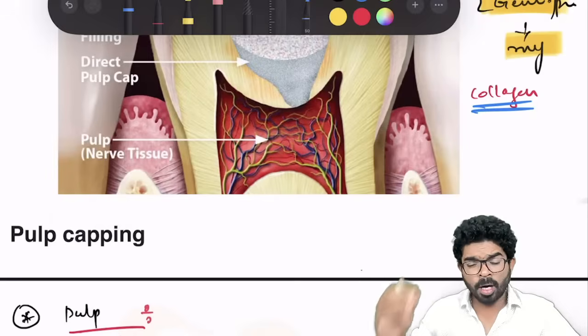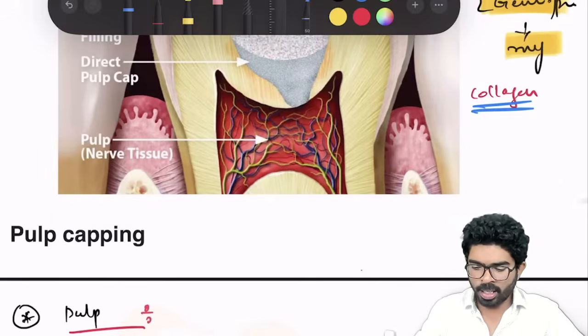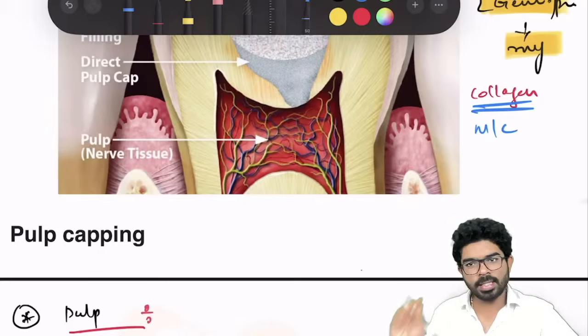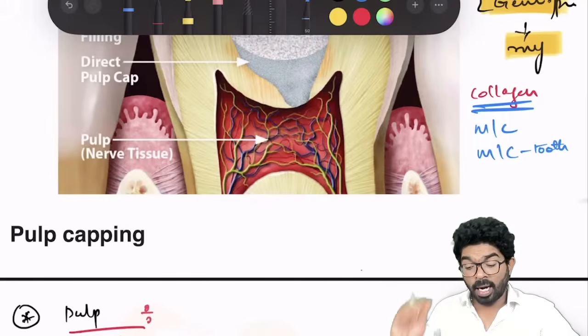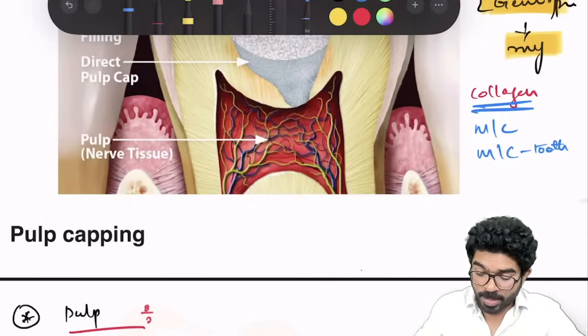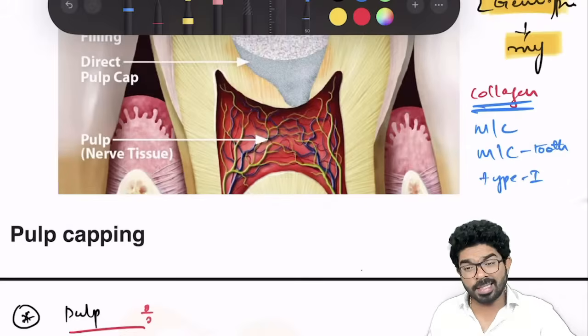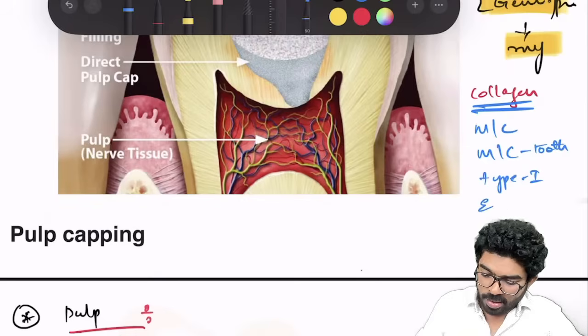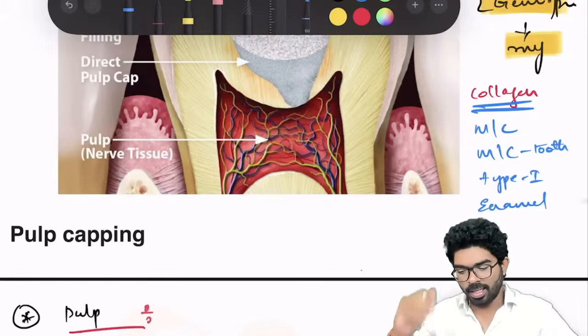Collagen is the most common protein that is present in the entire body. The most common type of protein that is present in the teeth is again collagen, and the most common type of collagen that is present in the teeth, the answer is type 1. The only structure in the dental structure which does not have collagen is enamel, whereas the others are going to have collagen.